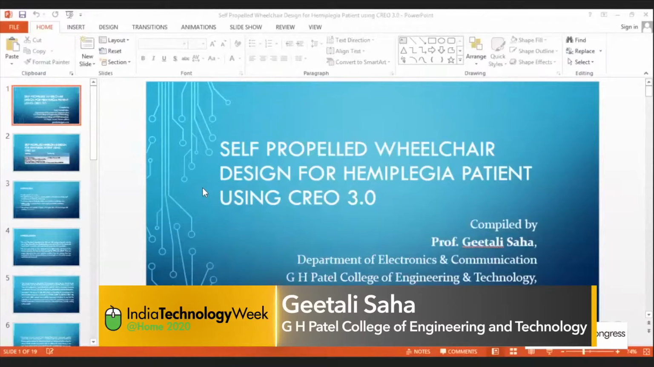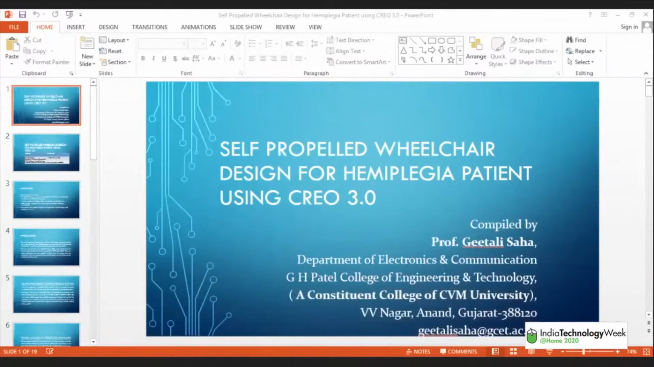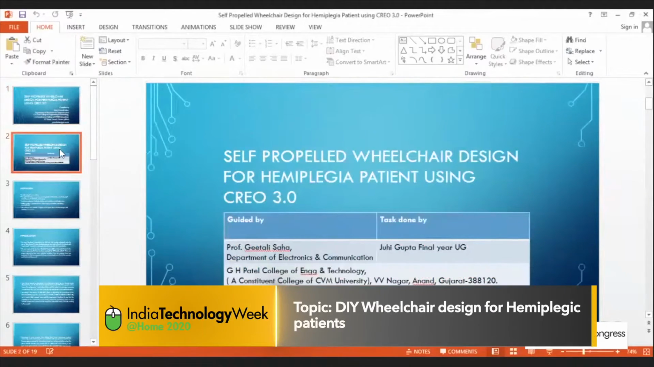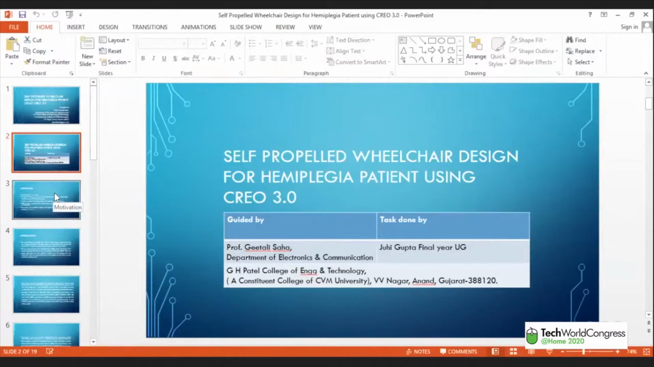The reason we went for this kind of a project will be revealed as and how we continue with the session. I was the guide for the student, and the name of the student is Juhi Gupta. It is a final year UG project. We later on converted it into an IEEE paper publication also.